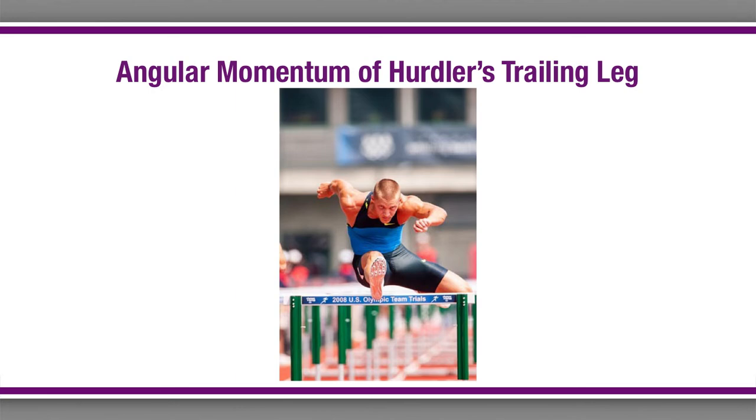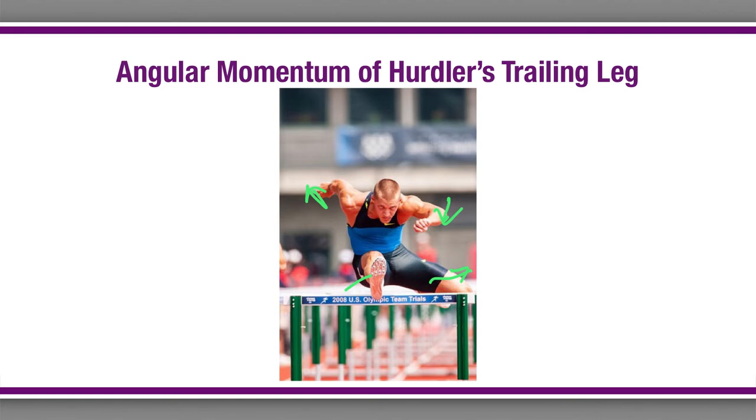So as this hurdler's leg comes more out front and the opposite leg goes more towards the back, his arms also do a similar pattern. His right leg goes backwards as his right foot comes forward. His left arm comes forward as his left leg goes backwards.